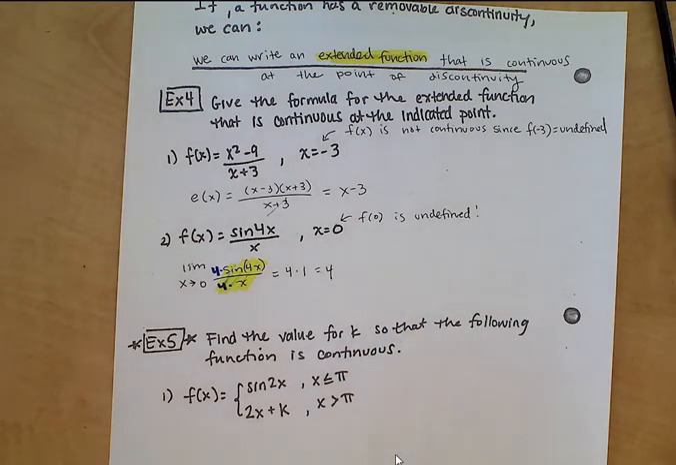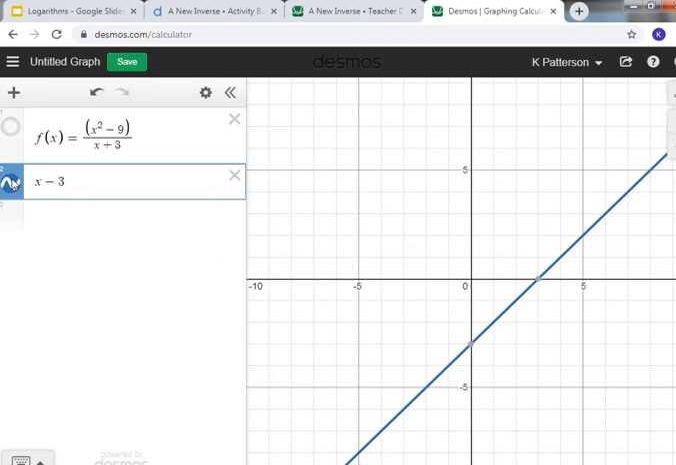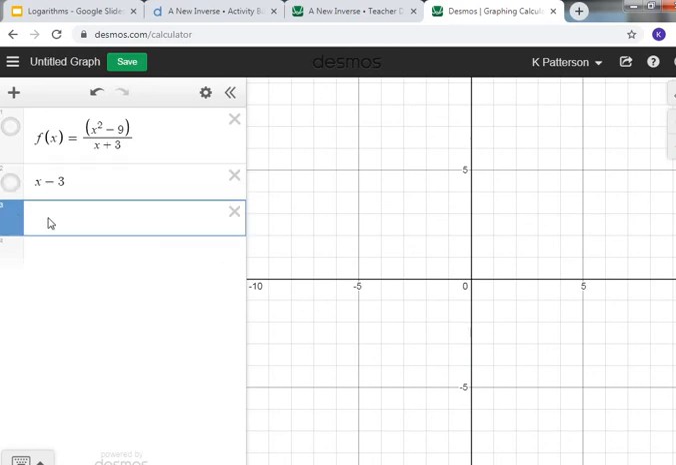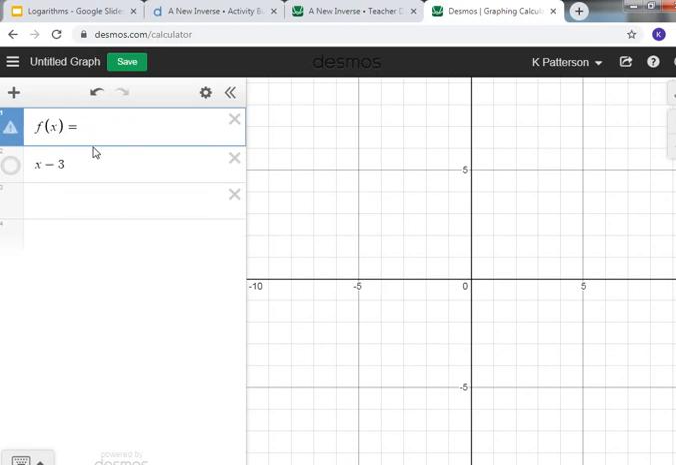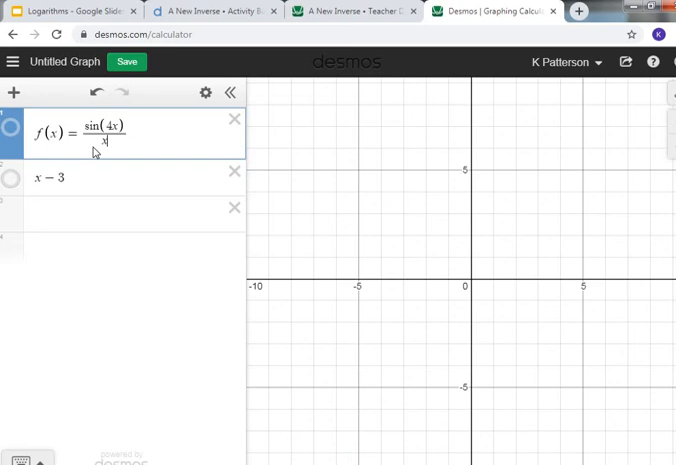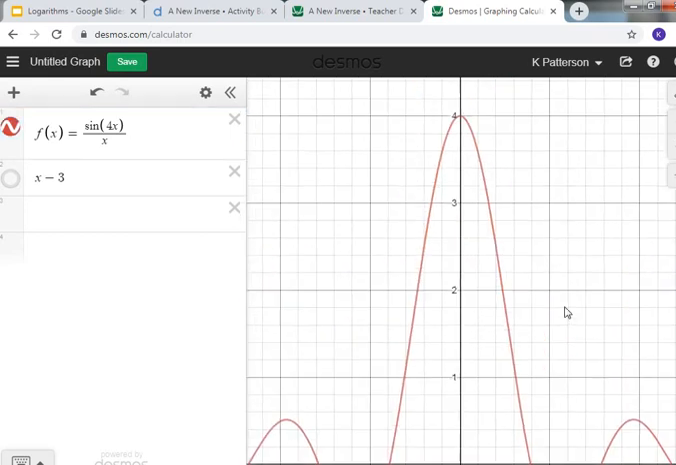So let's look at this again in Desmos. So when I have f of x equal to sine of 4x divided by x, at 0, maybe I have to zoom in a little more. At 0, it is undefined. See? There's the hole. But we know that the graph should be going to 4. And so what we need to do is just fill in this hole.